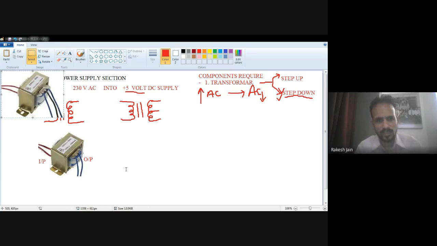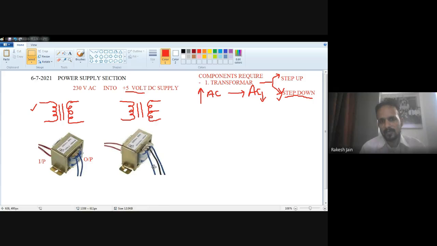This image shows you the center tap transformer. See here, the input side consists of two wires for the input power supply, because we know that input side means we have to connect this side with the 2-pin cable to the power supply. So the phase and neutral, the two terminals of the power supply, will be connected at the input side.